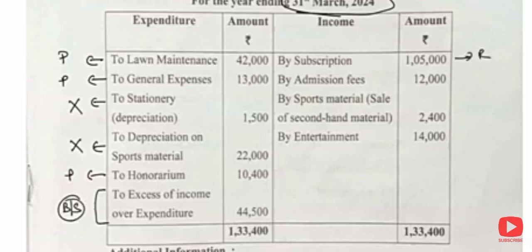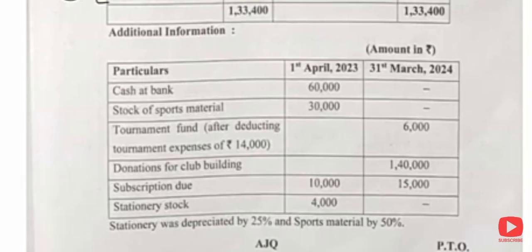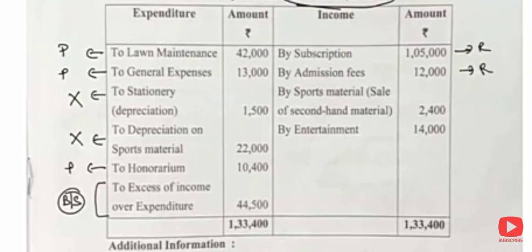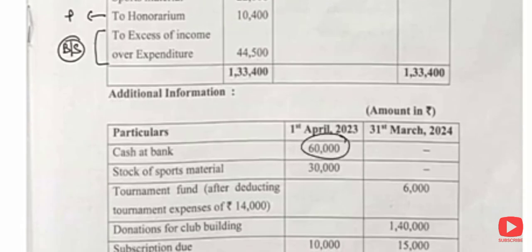Subscription, receipt. Admission fees, anywhere they have told admission fees is to be capitalized, so no receipt. Sports material second hand, your purchase, receipt. And then entertainment is also receipt. This is basically sale of sports material, sale of second hand material. Now see what they have asked. Cash at bank, opening balance is there, closing balance is not there. This will be the balancing figure of the receipt and payment account when you prepare it.